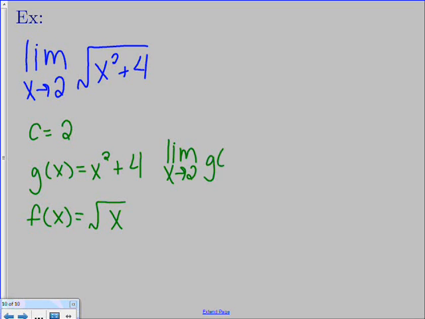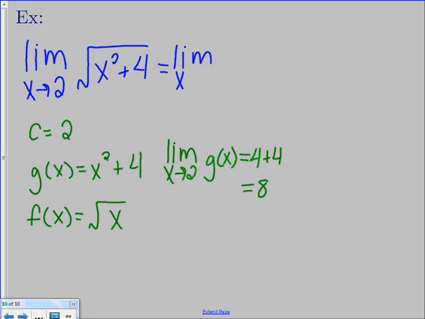Okay. So now if we look at this, if we do the limit as x approaches 2 of g of x, we can just plug in, because g of x is a polynomial, so we get 2 squared plus 4, or 4 plus 4, which is equal to 8. And then we can go back up to our original problem and rewrite it to look like the composition of functions that we were just looking over.